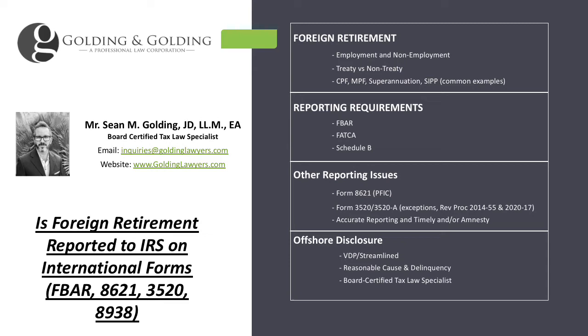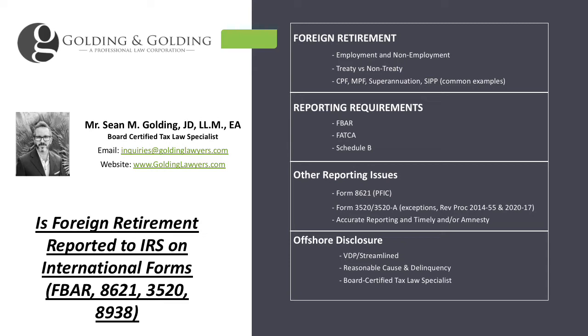There's many different types of foreign retirement plans. Some of the common ones are CPF in Singapore, MPF in Hong Kong. You have your Superannuation in Australia, and you've got your SIPP in the UK. So what are some of the common reporting requirements for foreign retirement? You'll find as you journey through international tax and international reporting that there's lots of different forms and acronyms.